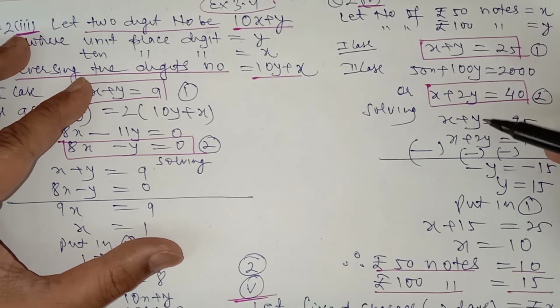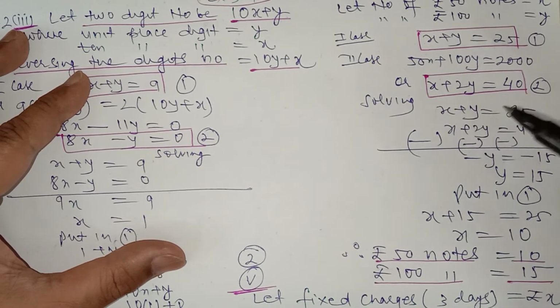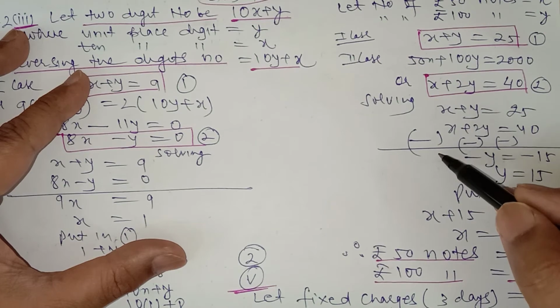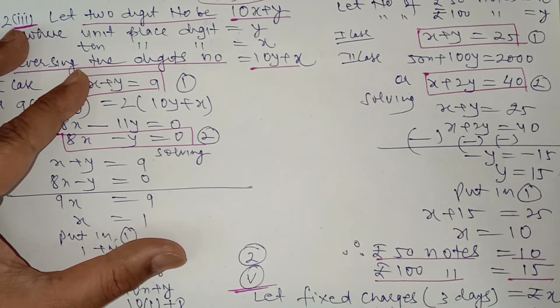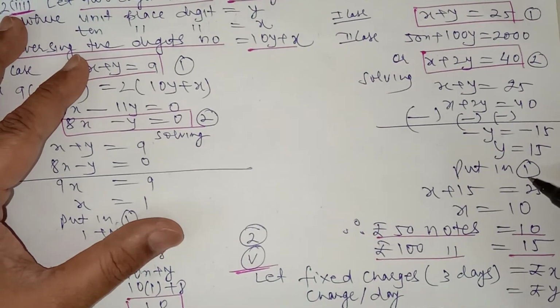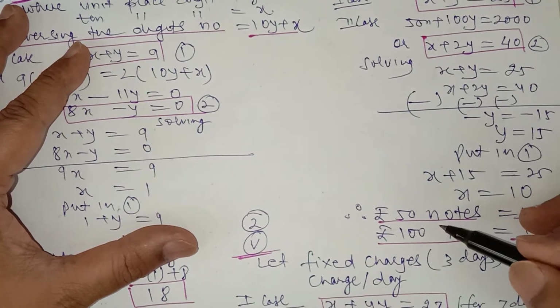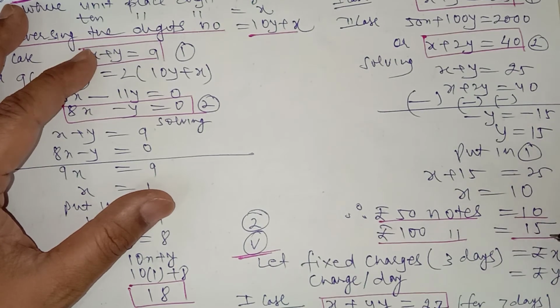Again by chance I am getting two equations in which one of the variables is already the same, that is x and x. Now change the sign of all the terms of the second equation: minus x minus 2y equals minus 40. x will be eliminated, y minus 2y will be equal to minus y, 25 minus 40 will be minus 15, so the value of y is 15. Put this value of y in either 1 or 2, and you'll get the value of x as 10. So the number of 50 rupee notes is 10. Oh sorry, the number of 100 rupee notes is 15.